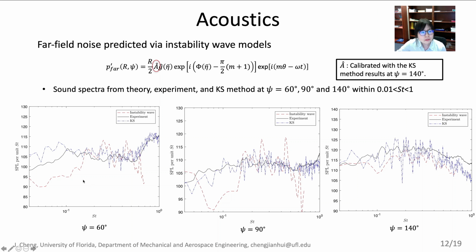From the 60 and 90 degrees, you can see that at lower and higher frequencies, the sound pressure level is lower than the experiment, which makes physical sense, but in this range the sound pressure level oscillates. That's because this method is linear, but in this jet flow there are nonlinear effects caused by the interaction between the large-scale turbulent structures and the shock-scale structures.